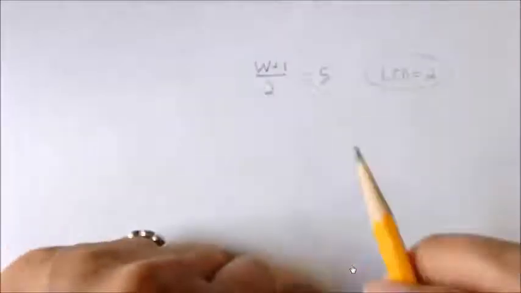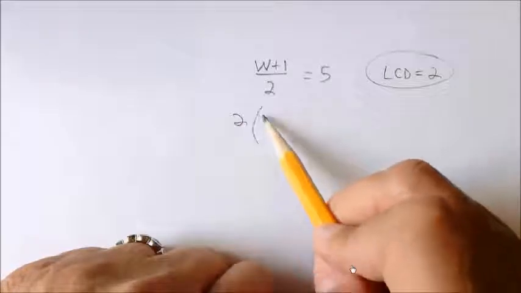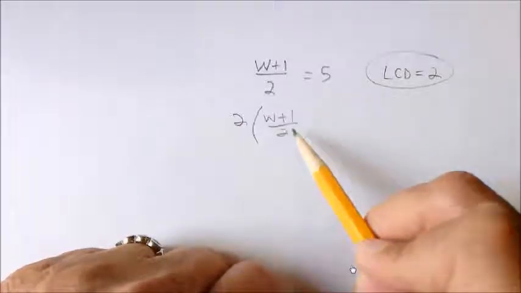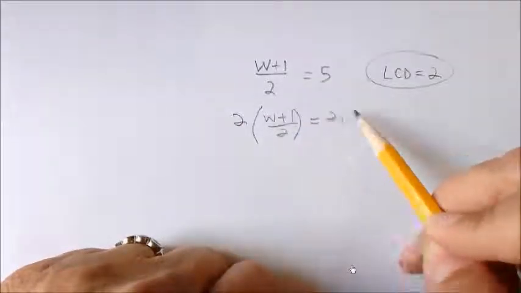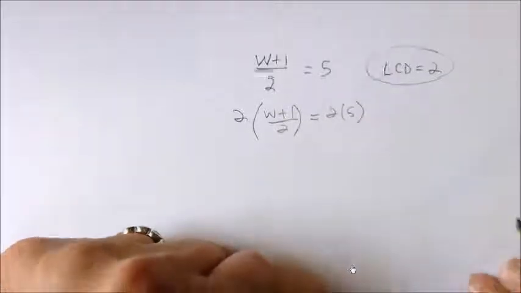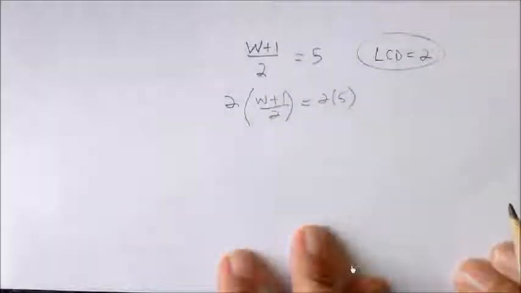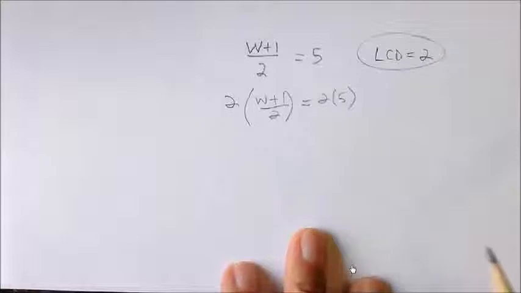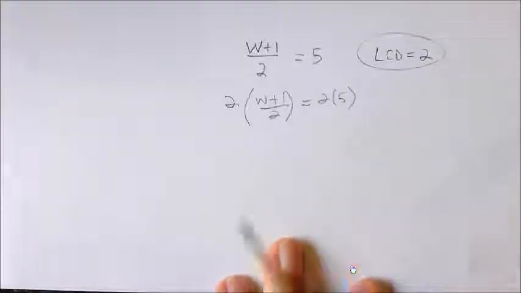So now we multiply both sides by the lowest common denominator, just like this. So remember, I'm always using brackets to show multiplication. We don't use x anymore like times because it looks like a variable x and it's confusing. So get used to seeing the brackets all the time.